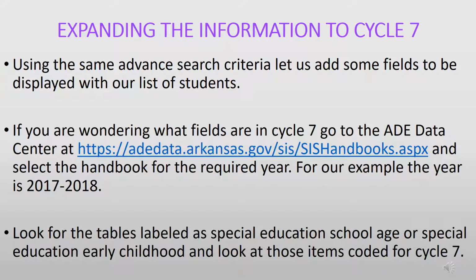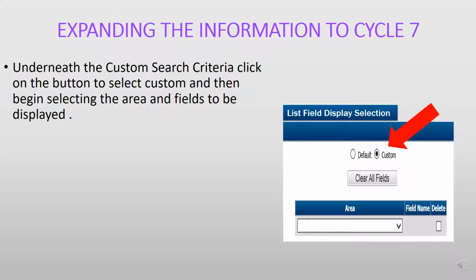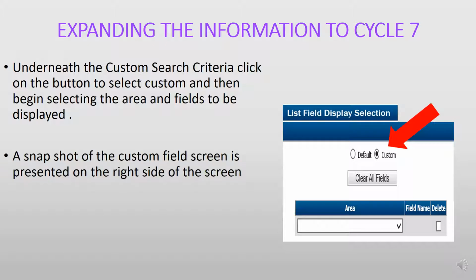Look for the tables labeled as Special Education School Age or Special Education Early Childhood and look at those items coded for Cycle 7. Note that some of the field names are slightly different in the SIS Manual compared to the student management screens. Underneath the Custom Search criteria, click on the button to select Custom and then begin selecting the area and fields to be displayed. A snapshot of the custom field screen is presented on the right side of the screen.